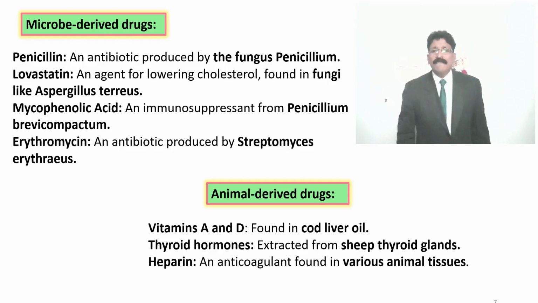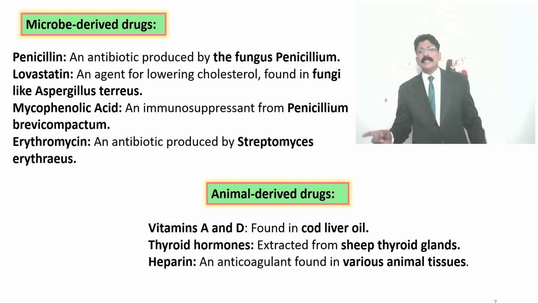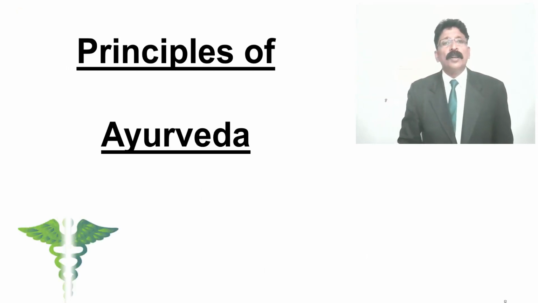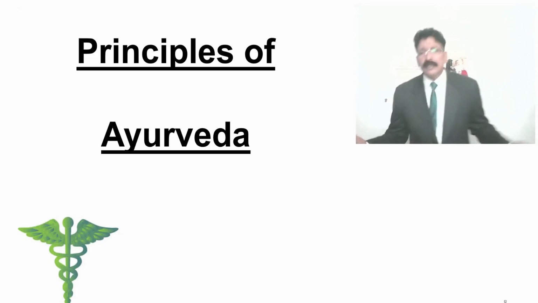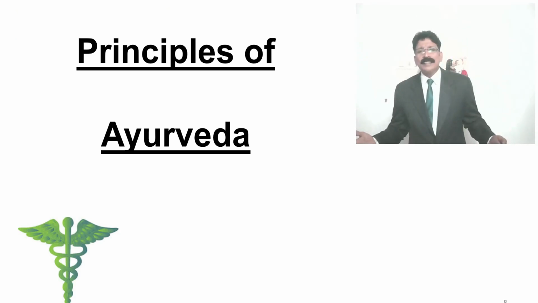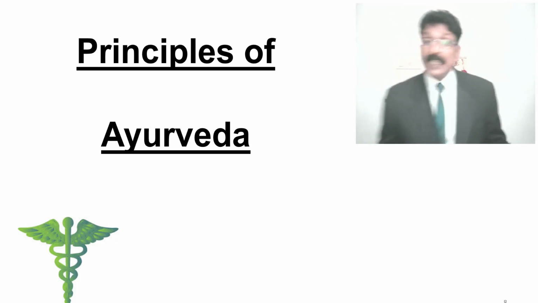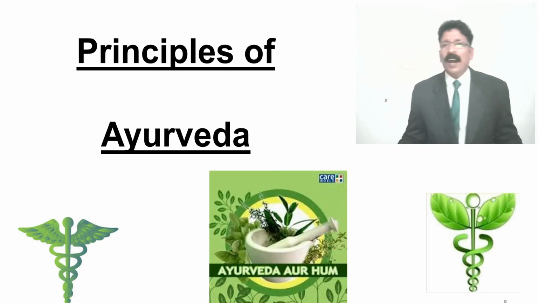Heparin, an anticoagulant found in various animal tissues. Now we are coming to the principle of Ayurveda. Every student will be knowing this system of Ayurveda from Kerala. Our interesting traditional system. So it's necessary for you to know about this system, the basics, what's behind it. I'm giving a very brief idea.